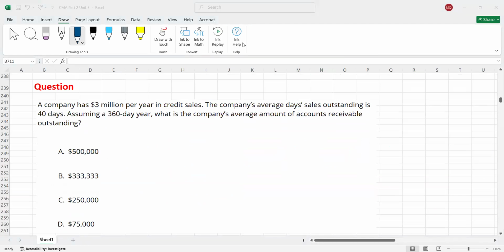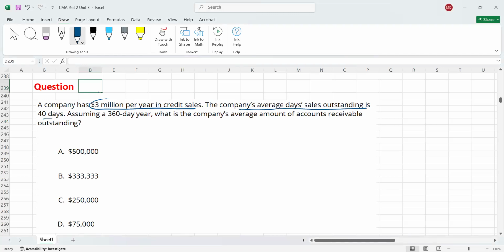Okay. Now, guys, here we go. Question. Let's go through. So, guys, need concentration here. They are saying that a company has a question. A company has 3 million per year in credit sales, and the company's average days sales outstanding is 40 days.